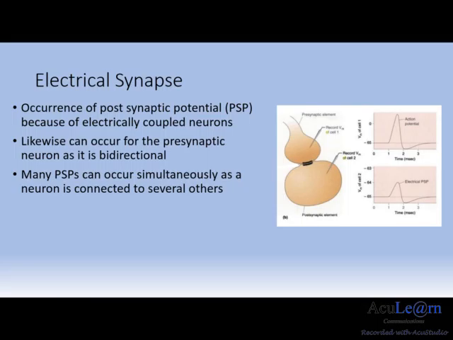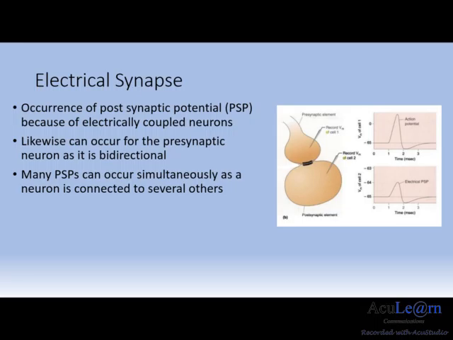When two neurons are electrically coupled, an action potential that occurs on a presynaptic neuron can result in a small amount of ionic current to flow into the postsynaptic neuron. This results in the emergence of a postsynaptic potential, PSP. The reverse can also occur for the presynaptic neuron, as the transmission can also be bidirectional. So when the postsynaptic neuron generates an action potential, a PSP is also generated on the presynaptic neuron.